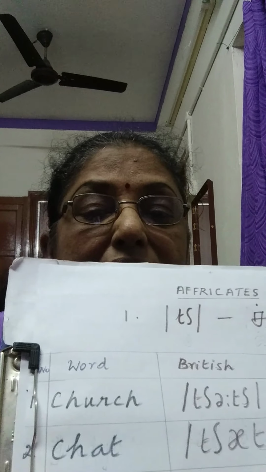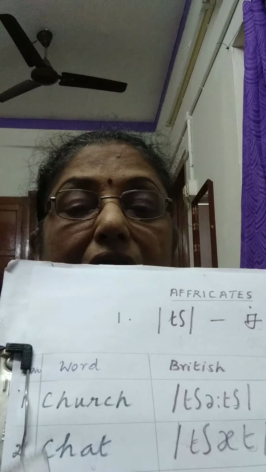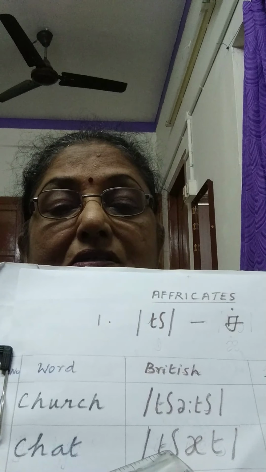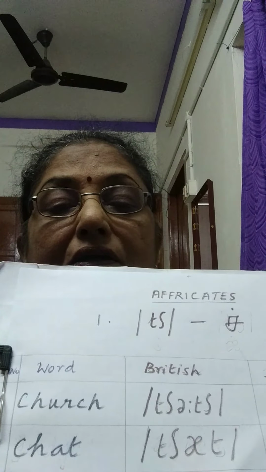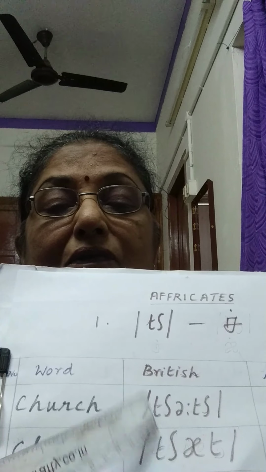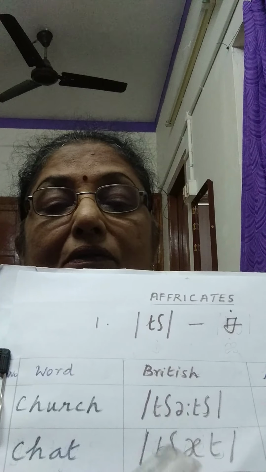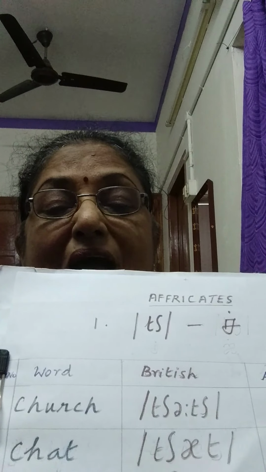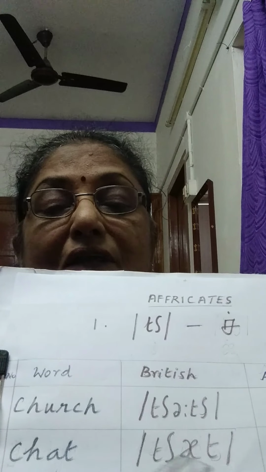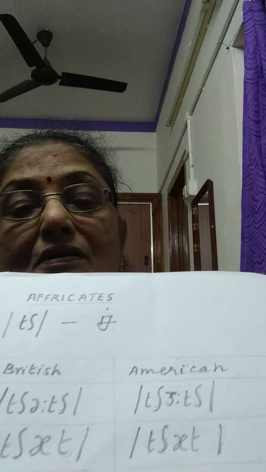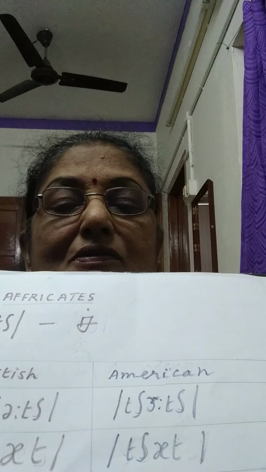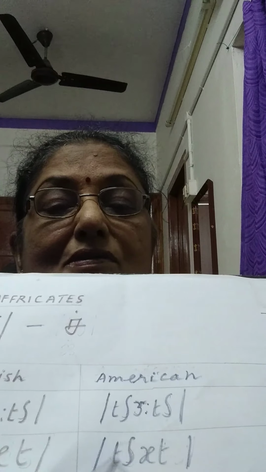And next, chat. In American English, for the CH sound, we have put a small t and then the ish symbol. Both are joined together and treated as a single symbol. Ich plus a plus t, chat. American spelling and American pronunciation are also the same.